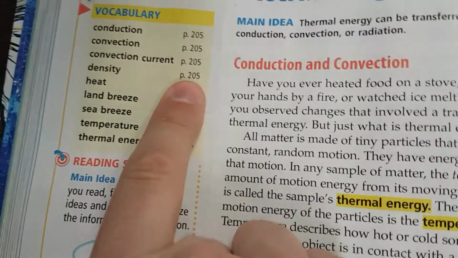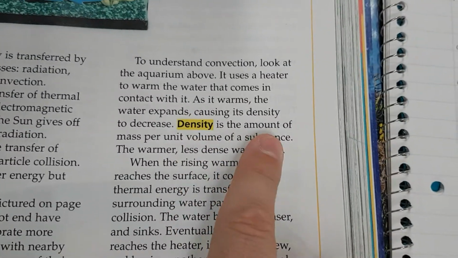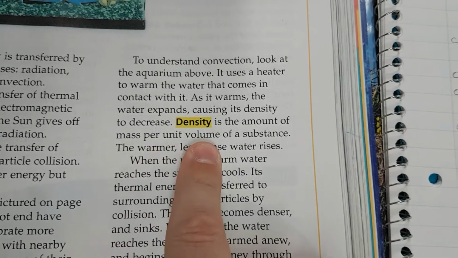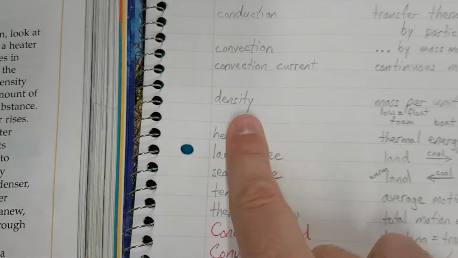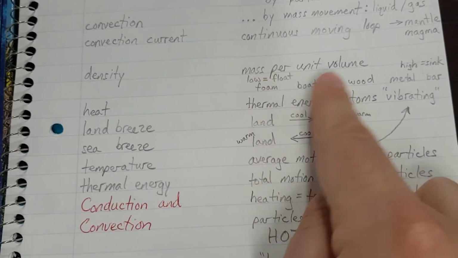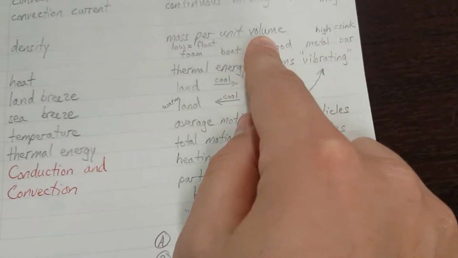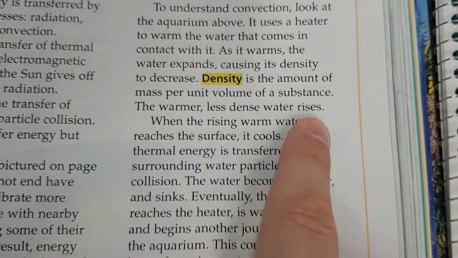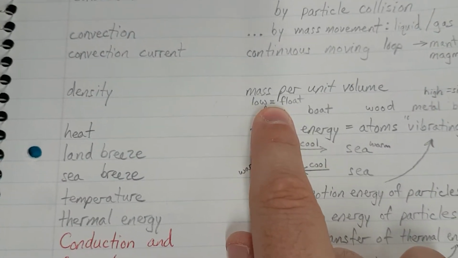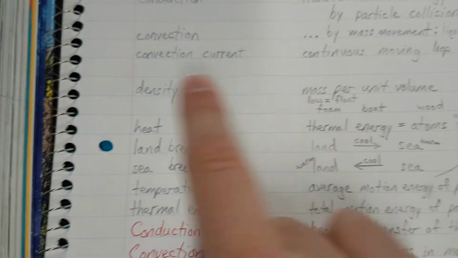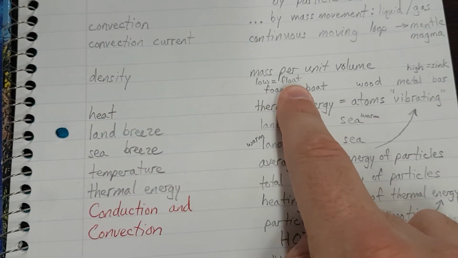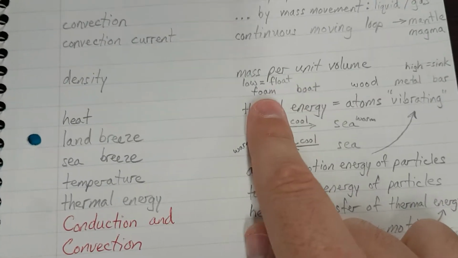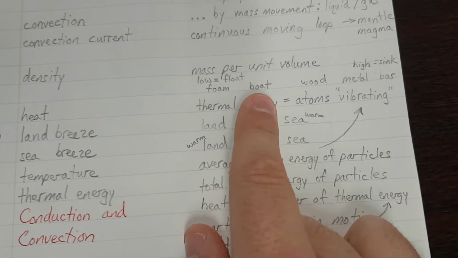Next up, density. Page 205. Density is the amount of mass per unit volume of a substance. Density, mass per unit volume. Now, what does that really mean? The warmer, less dense water rises. So, low equals float. If something has low density, then it generally wants to float. An example would be foam or a boat.